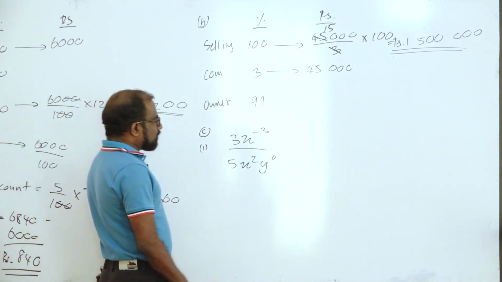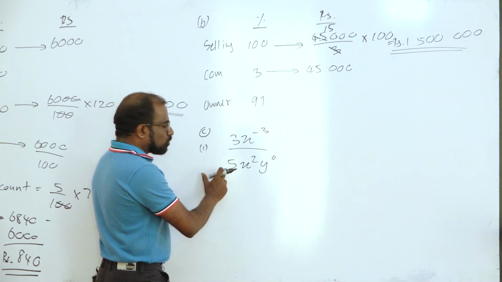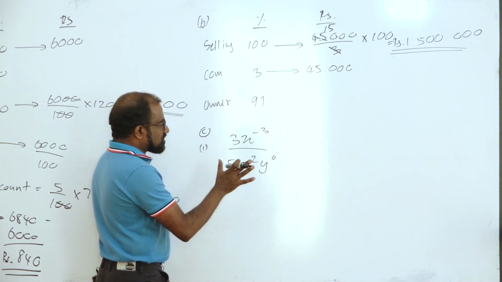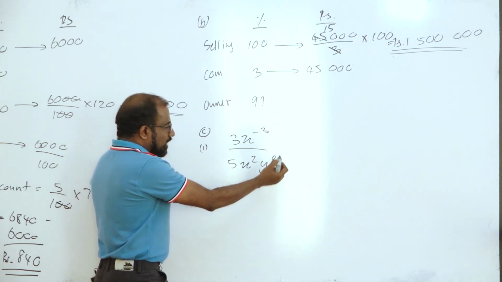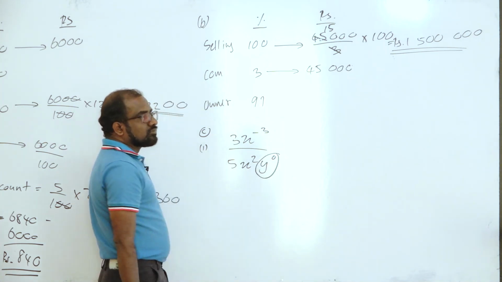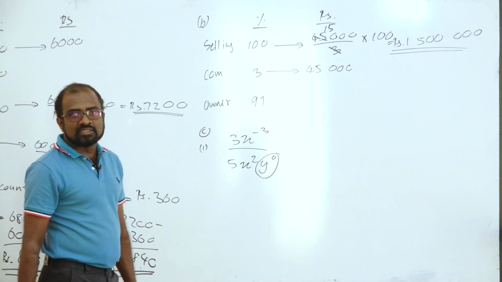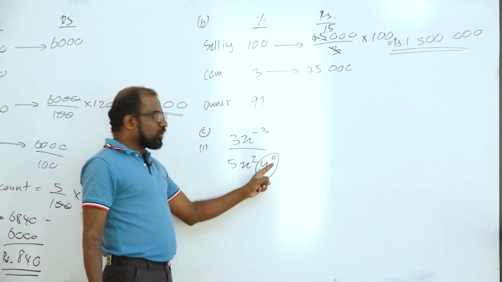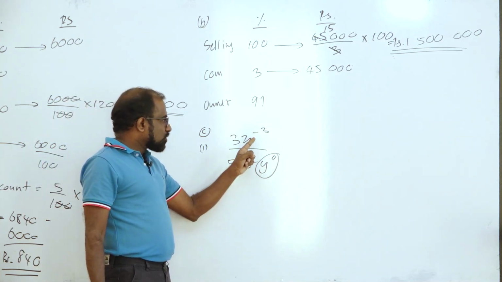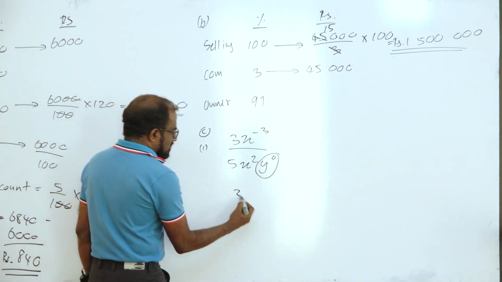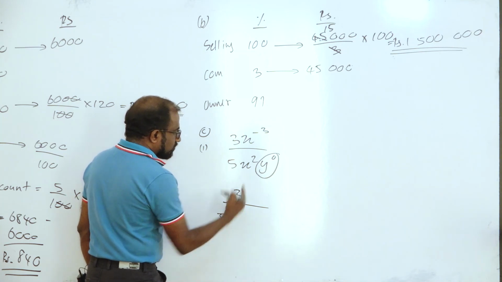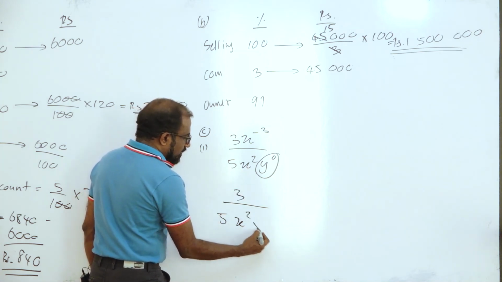So what is the method? 3 and 5, you don't have an issue. They are positive, so you can't divide them. What is y to the power 0? No problem, any number to the power 0 is 1. So y to the power 0 is 1. Then x to the power minus 3 is only taken down. But 3 is there, and 5. Here we have x squared.